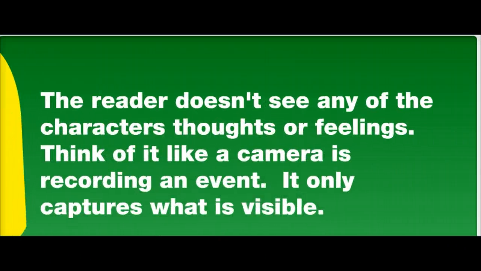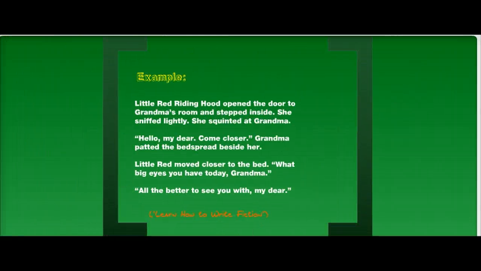The next and last of the third person point of view is objective third person. In objective third person, the reader doesn't see any of the character's thoughts or feelings. Think of it like a camera is recording an event. It only captures what is visible. So it doesn't give you an insight into how the characters are feeling or what they're thinking. So here's that same excerpt using objective third person.